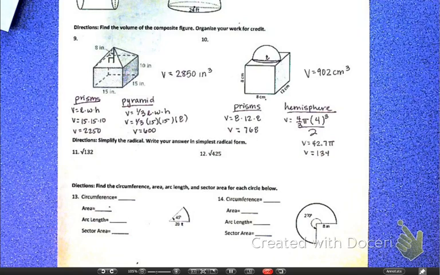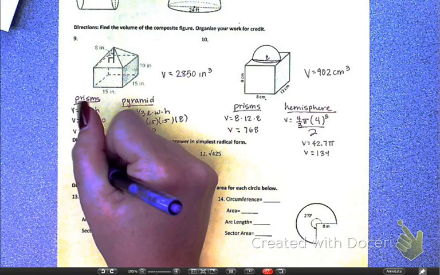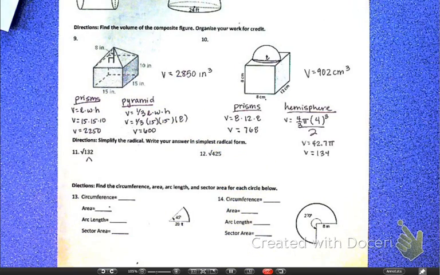Okay, so number 11. First thing you need to look for is if it's a perfect square. If it's not, we're going to use the factor tree. What two numbers multiply to 132? 11 and 12.